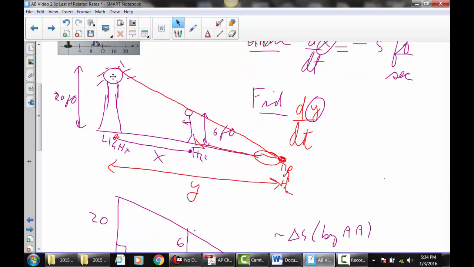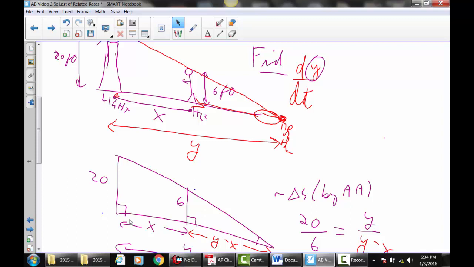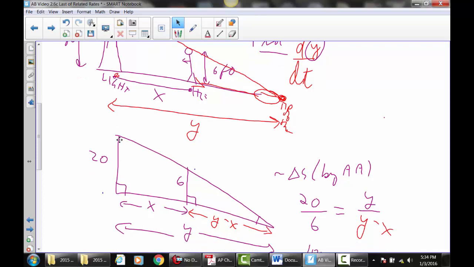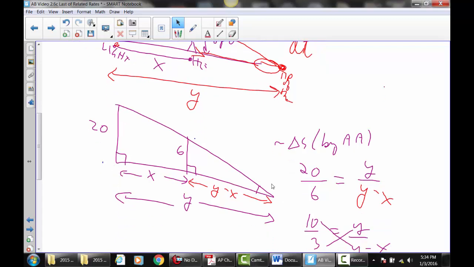If I pull it out and have it geometrically, this is 20: there's the 20-foot tall lamppost, and there's the 6-foot tall man. x is the distance between the man and the light. y is the distance between the tip of the shadow and the light source. Again, we have similar triangles by AA: 20 over 6 equals y over y minus x.